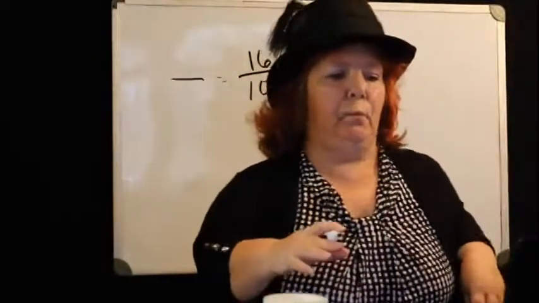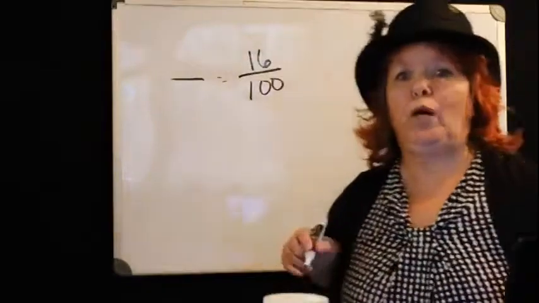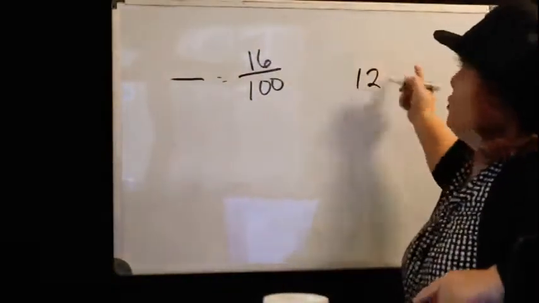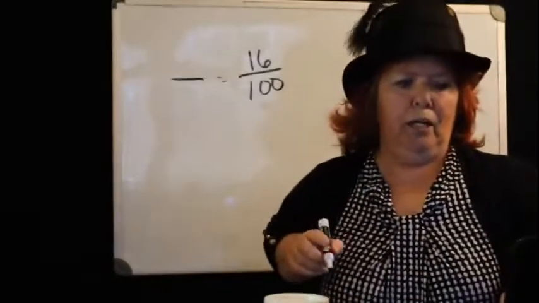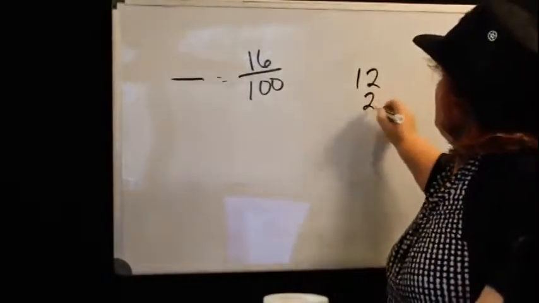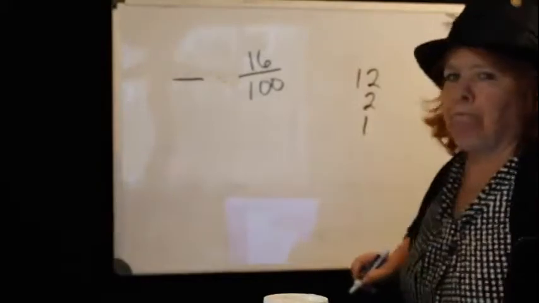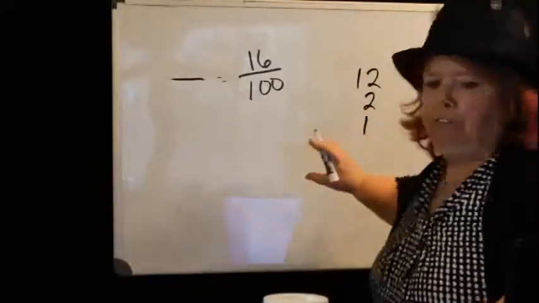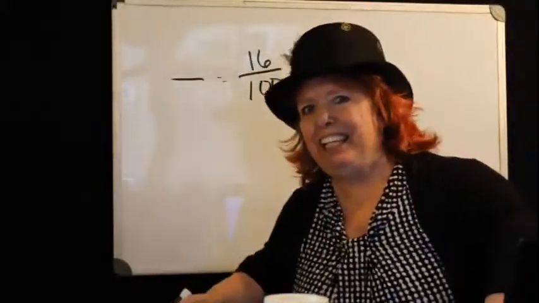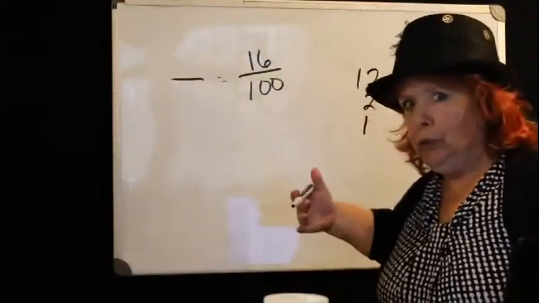Now, she gives a number. She says, I got 12 students who got C's. So we got 12 students who got C's. We got 2 students who got D's. And we got 1 student who got an F. All right? So, in order to figure out how many students got a C or less, what do I need to do?